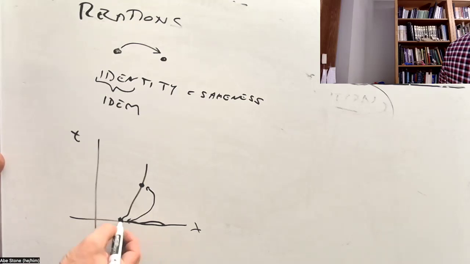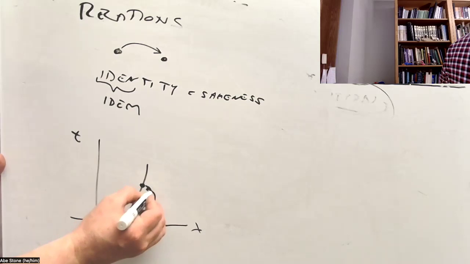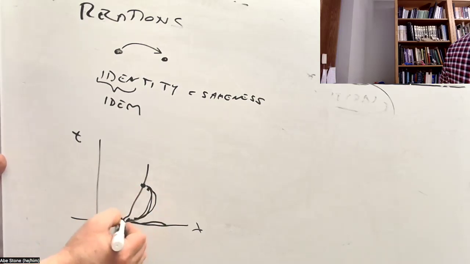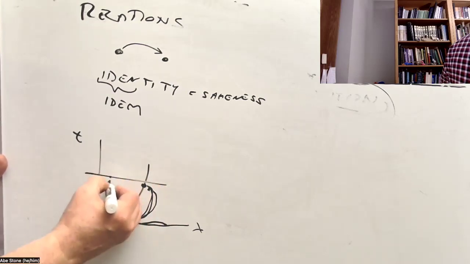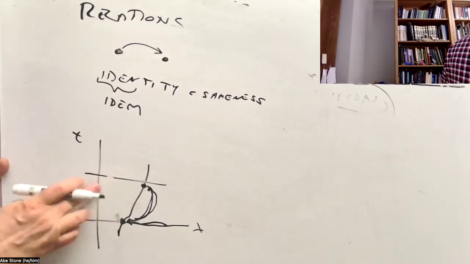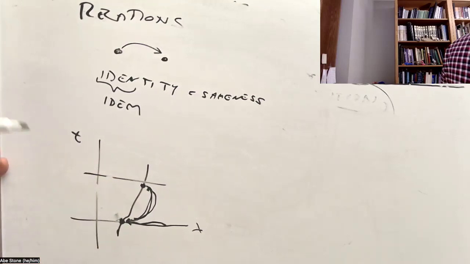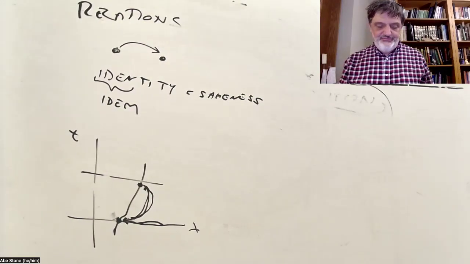So, you know, if this is the same as this, then since there was only one thing here, nothing else at this time can be the same as this. See that.